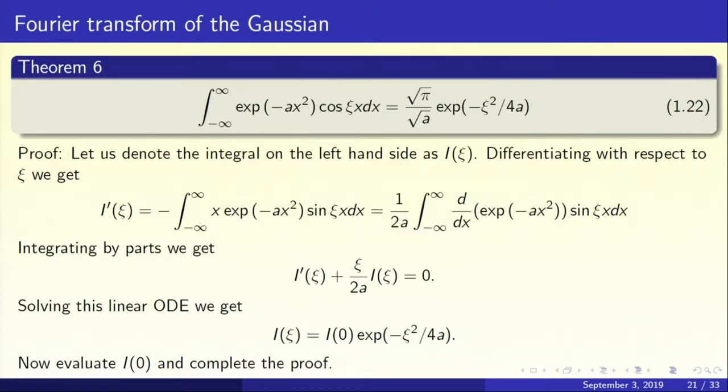How do you compute I of 0? Put chi equal to 0 in the original integral. We are supposed to compute now integral minus infinity to infinity e to the power minus ax squared dx. A simple change of variables will give you the value root pi by root a, and that completes the verification of equation 1.22. So we have derived a very important result, theorem 6, on the Fourier transform of the Gaussian.